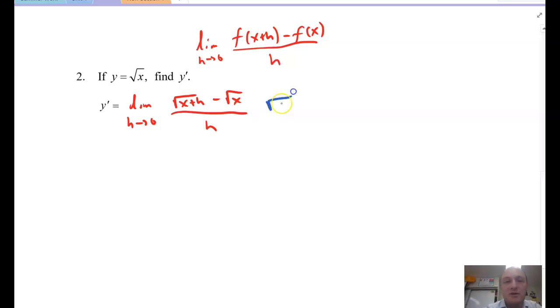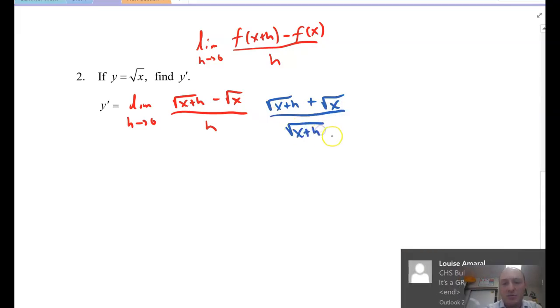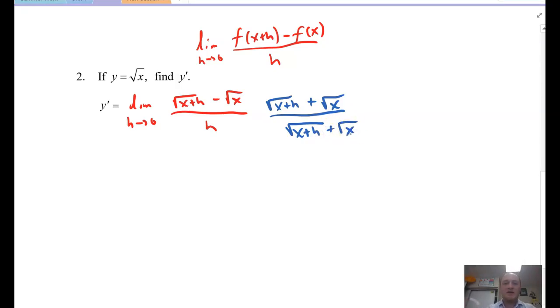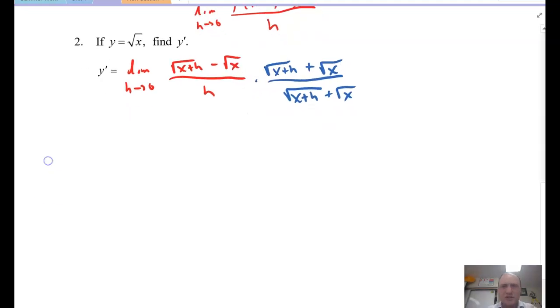I'm going to multiply, and you should remember this from Math 3. We did problems just like this. I'm going to multiply by the conjugate, top and bottom. So I get the square root of x plus h plus the square root of x, multiplied top and bottom. What does this give us? This gives us the limit as h goes to 0. I'm going to multiply my terms, so on the top we get x plus h.